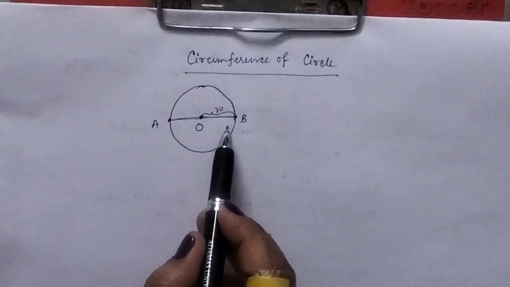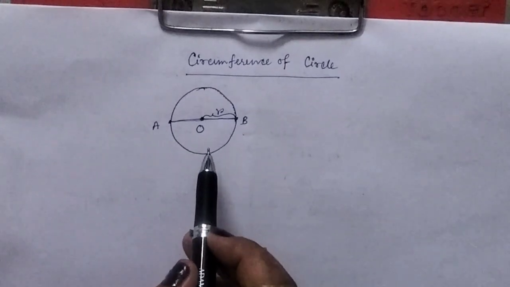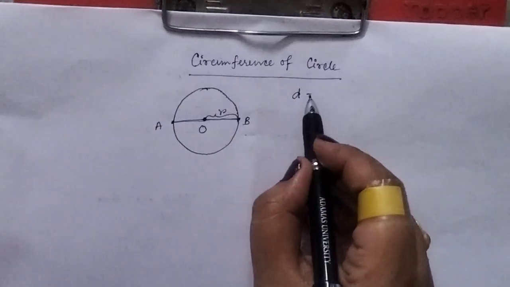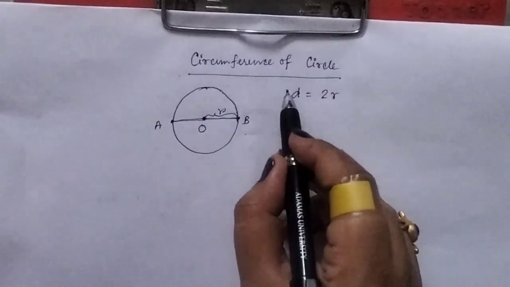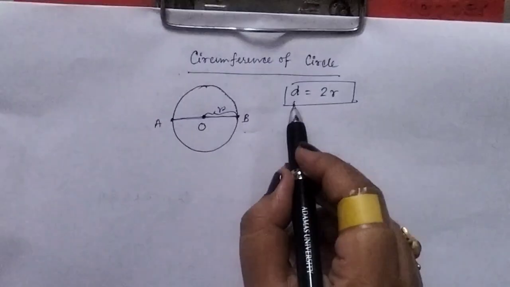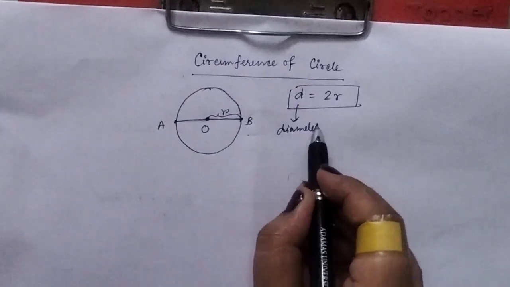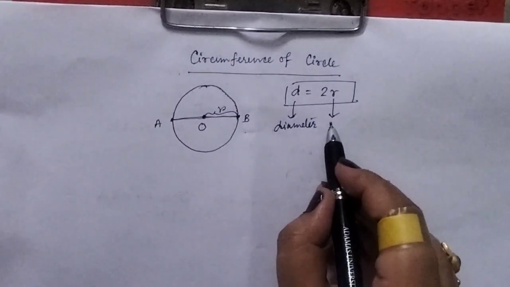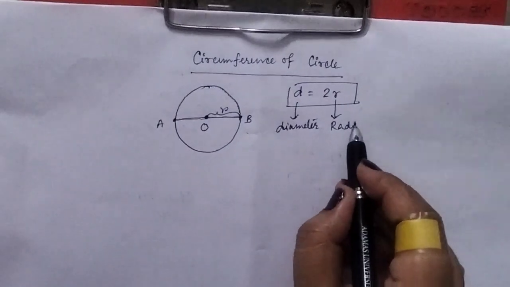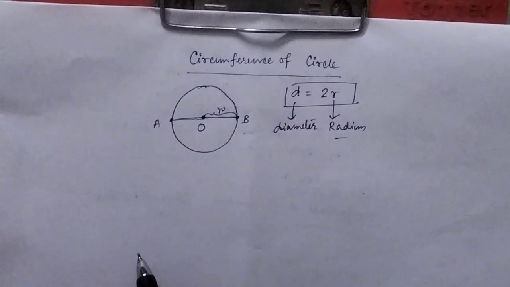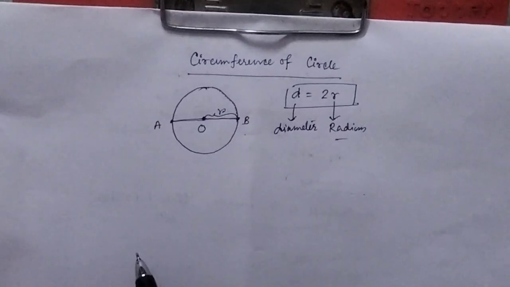Okay, and length of diameter is equals to twice of the length of the radius. That is, diameter is equals to 2 into r. D stands for diameter and r stands for the length of radius. All these things are known to all of you. Now, a very new thing will be discussed in today's class.